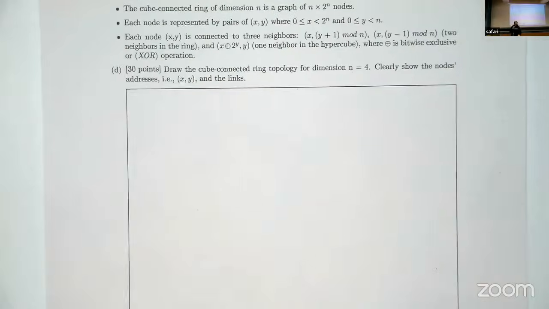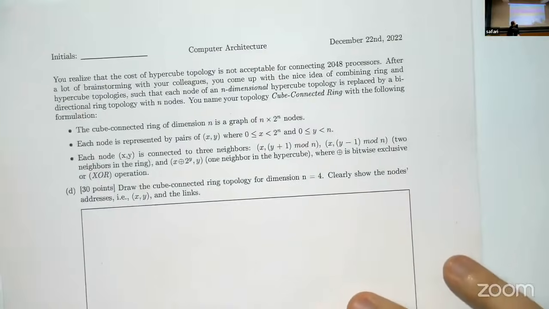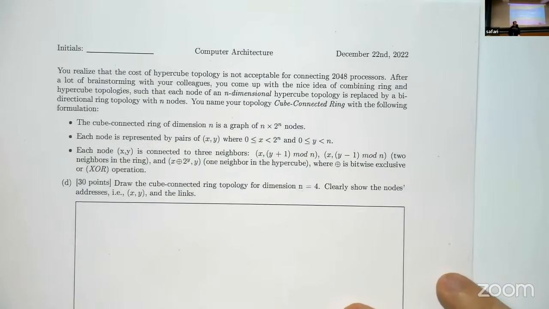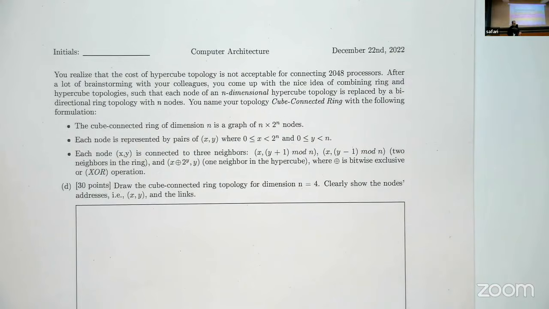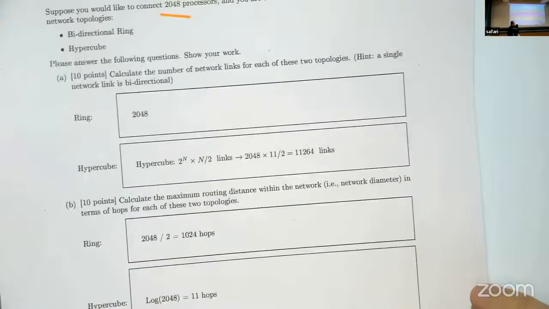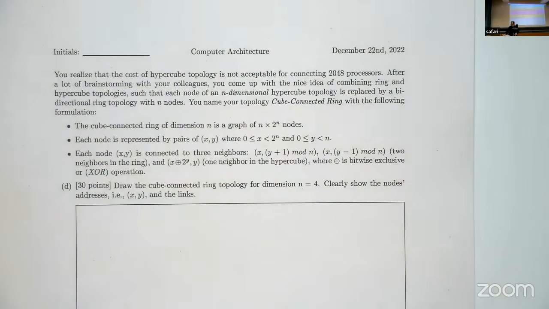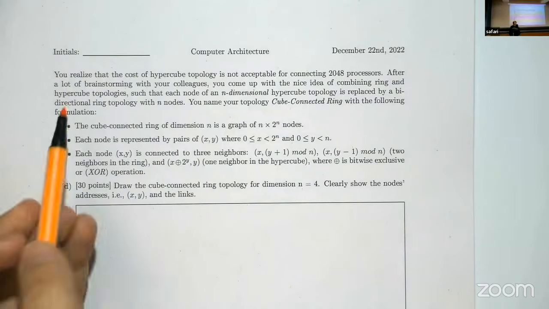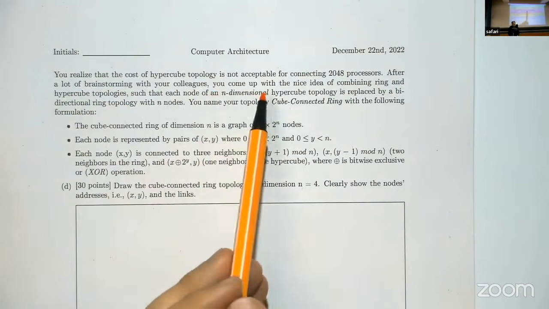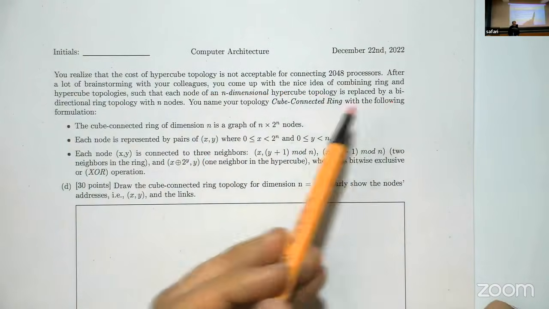The second part is complicated. From our calculation in the previous part, we realized that the performance of hypercube is much better than ring, because the diameter in hypercube is 11, while in ring it is 1024. However, the cost of hypercube is high, right?